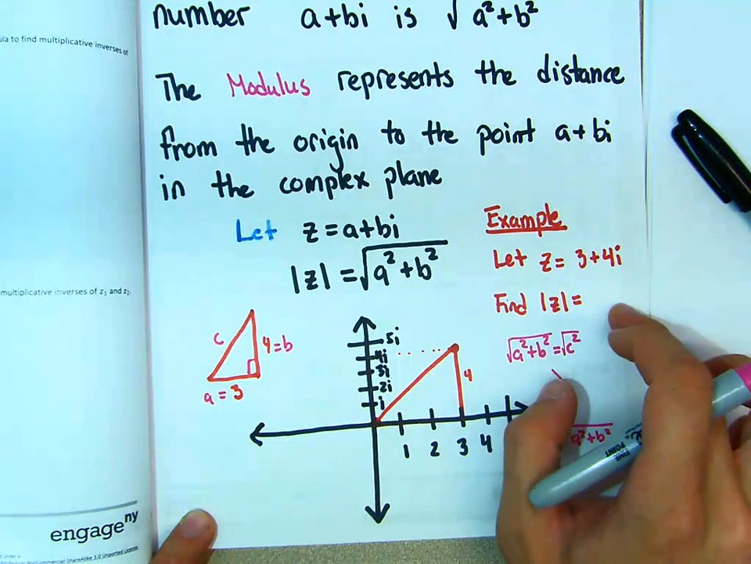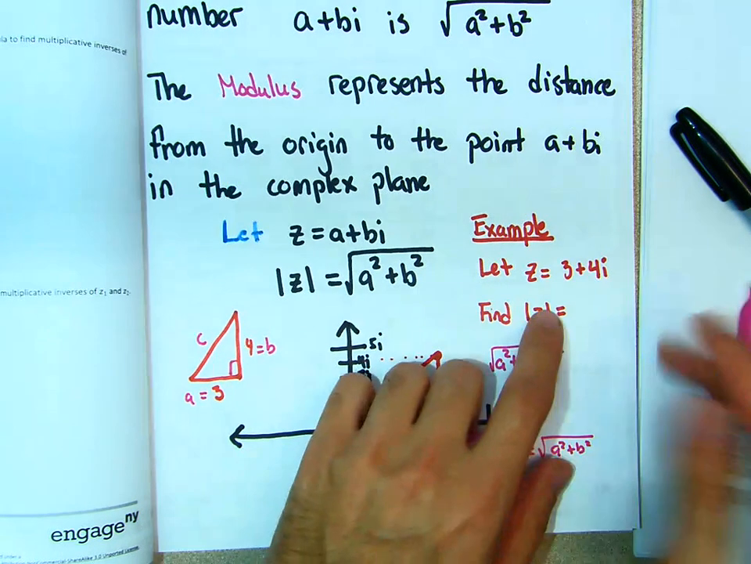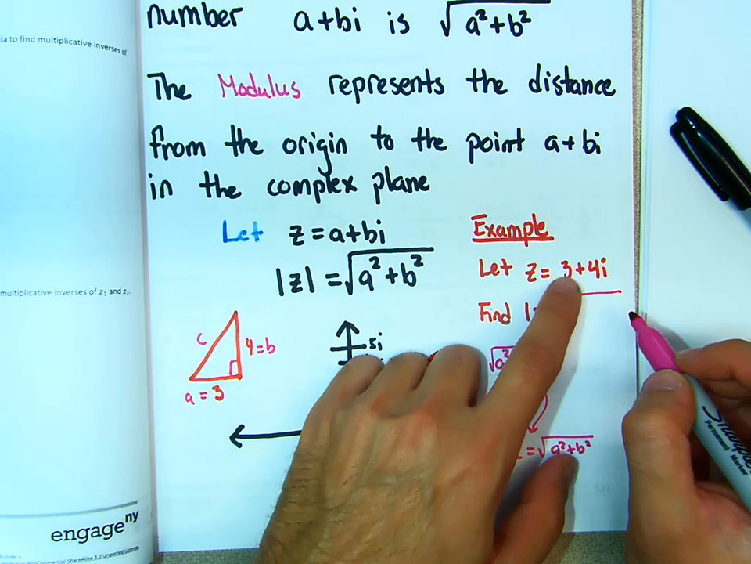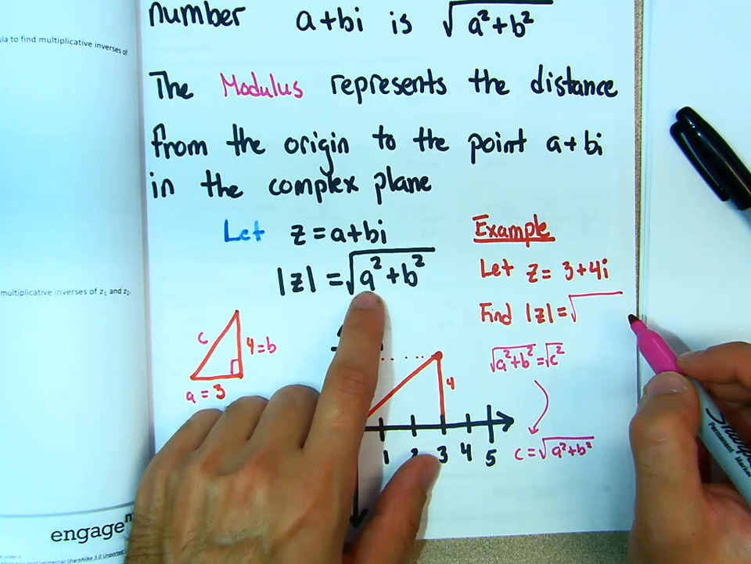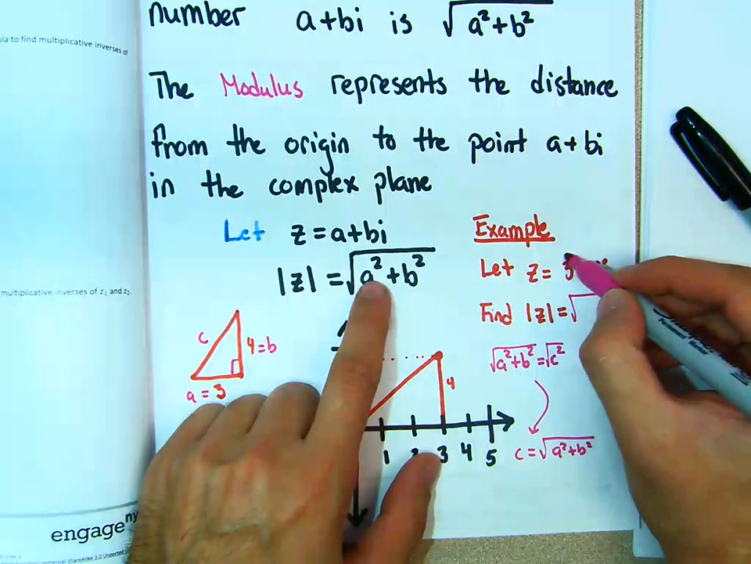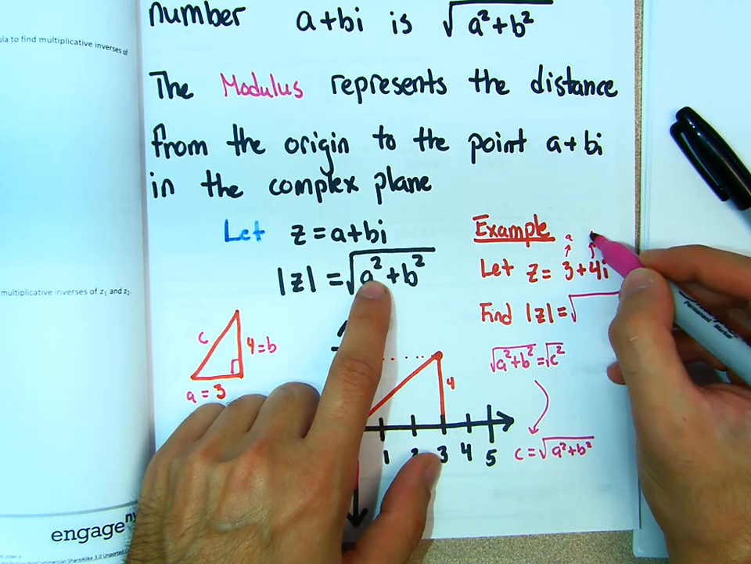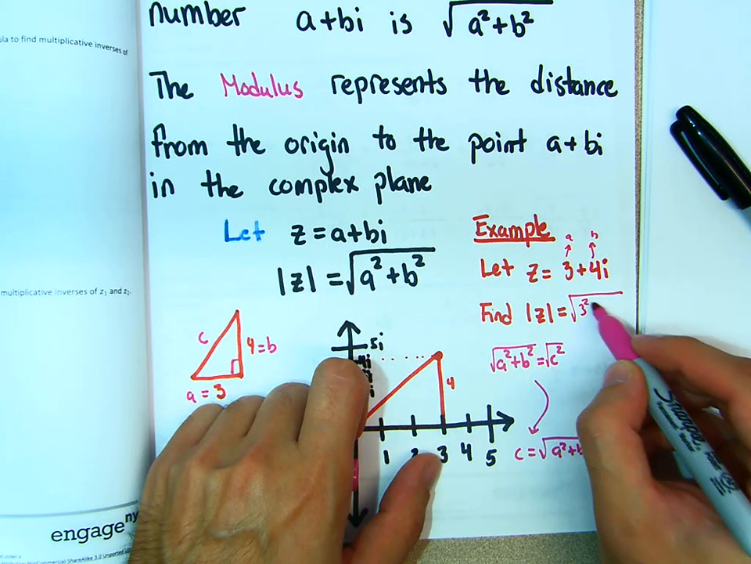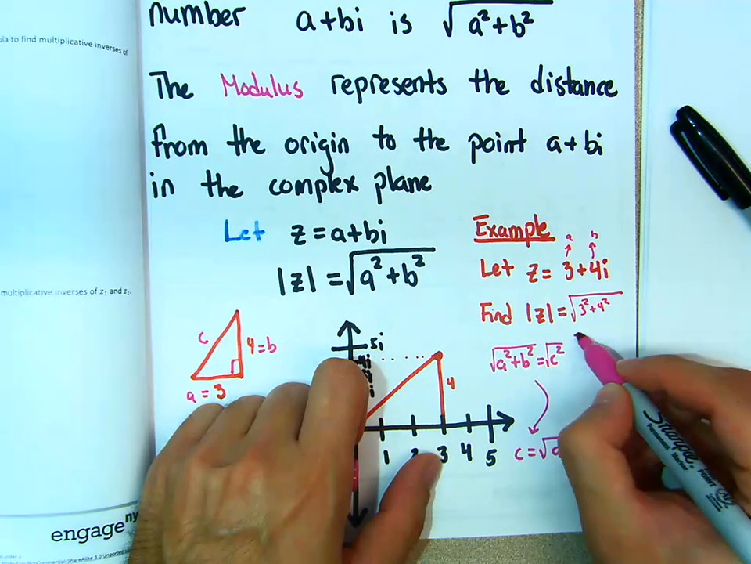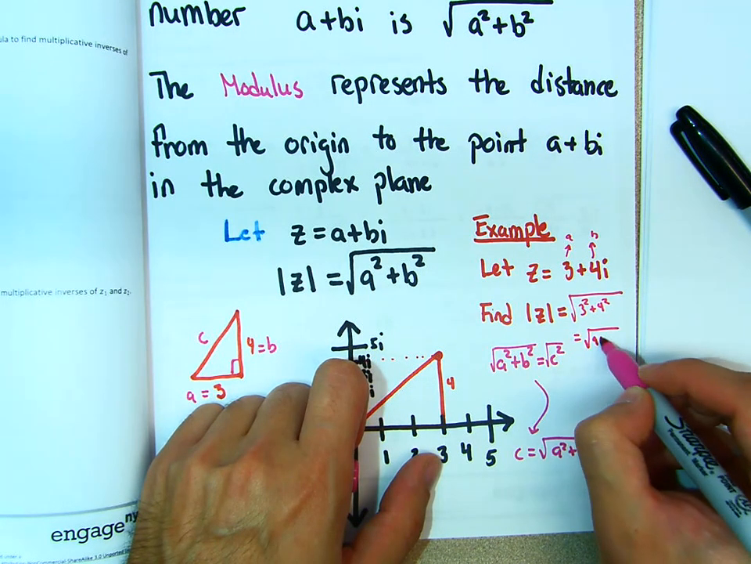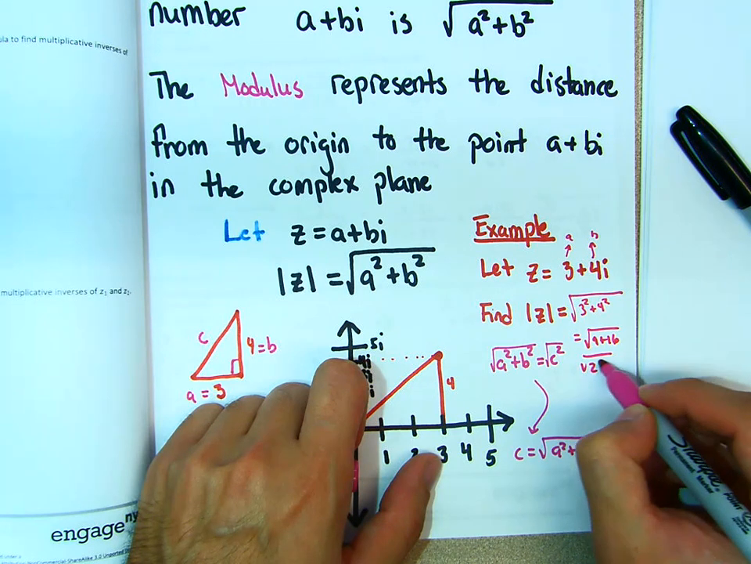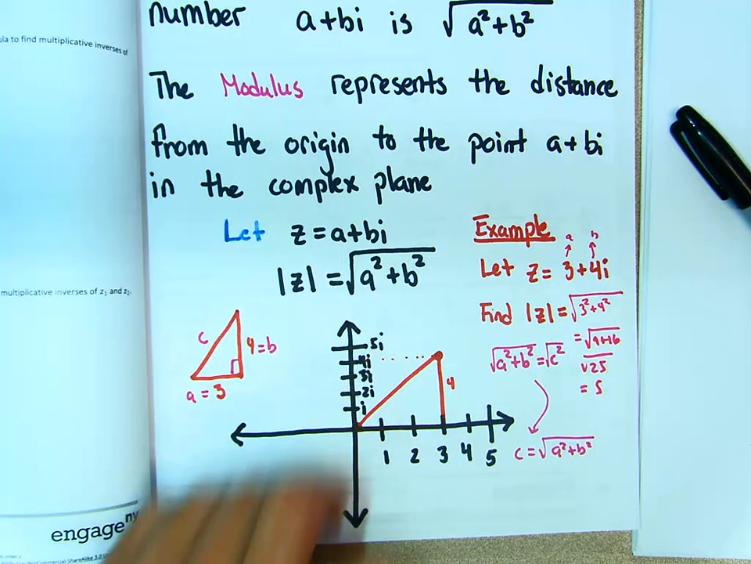And what would be the distance from here to here? Let's follow the formula. This is my a, and that's my b, so it's the square root of 3 squared plus 4 squared, that's equal to the square root of 9 plus 16, which is the square root of 25, which is equal to 5.